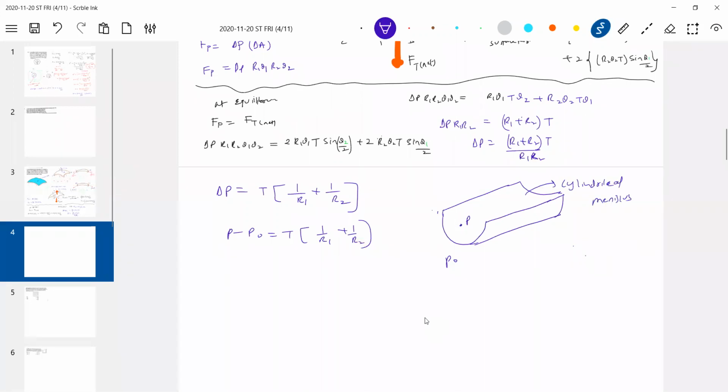So what is the excess pressure for cylindrical meniscus? The radius of this will be R. So what is the excess pressure? P minus P naught is equal to only T, R1 will become equal to R, whereas R2 will be infinity. Here R1 is R, R2 is infinity. So this will become cylindrical meniscus. So what is the excess pressure at the cylindrical meniscus will be this much here.